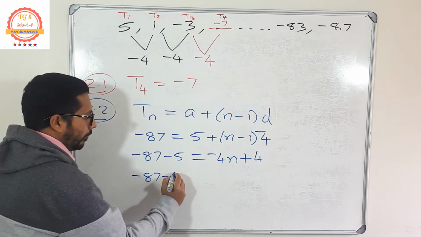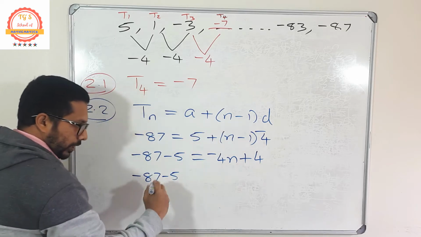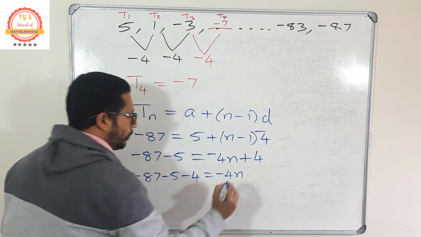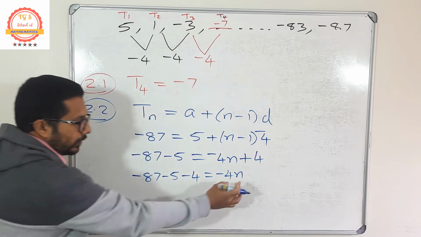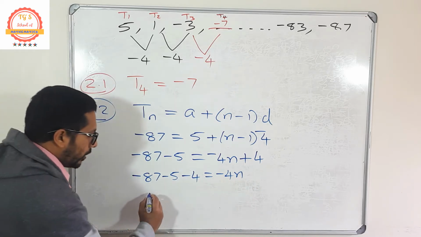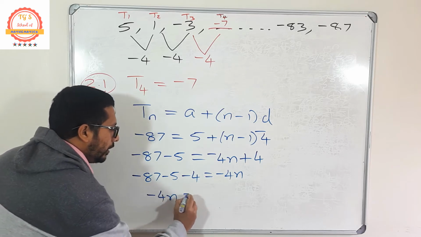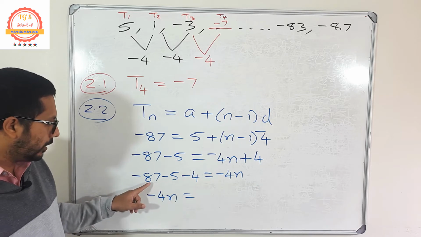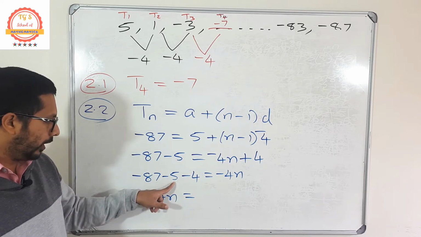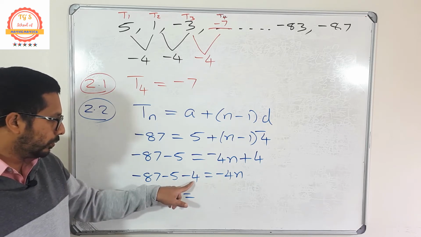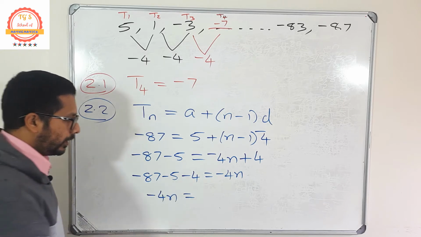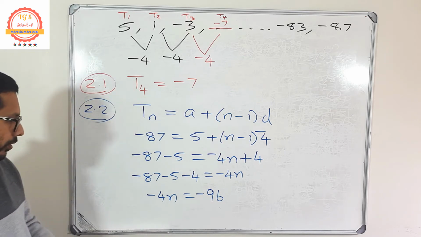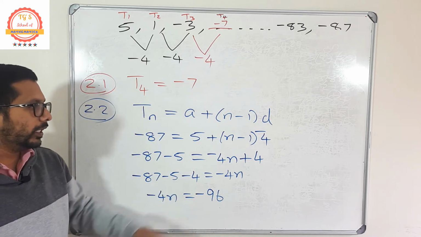Minus 87 minus 5. Now take this 4 to this side. So it is minus 4 is equal to minus 4n. So let me write this minus 4n first. Okay, so it is minus 4n is equal to, take your calculator and try to find the answer of this one. Minus 87 plus minus 5, minus 92, minus 92 minus 4, minus 96. Or you can find it in your calculator. Okay, so minus 4n is equal to minus 96.